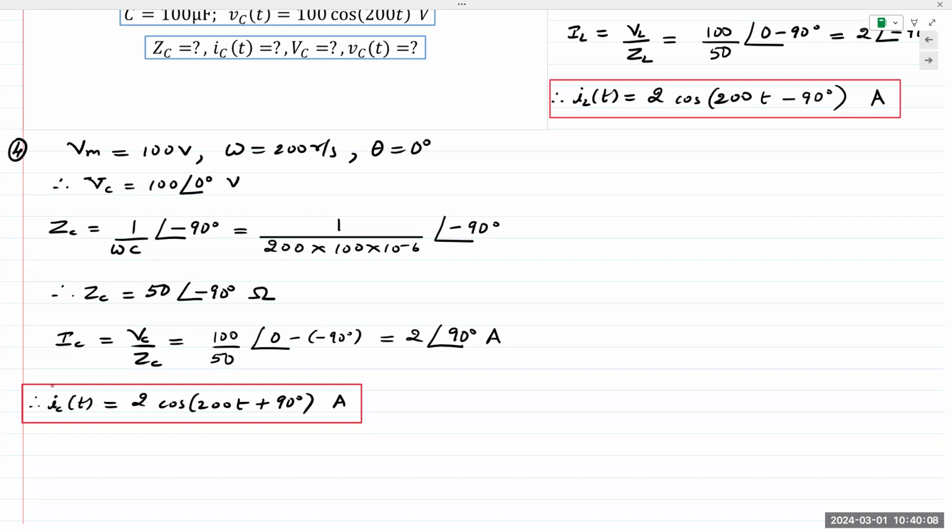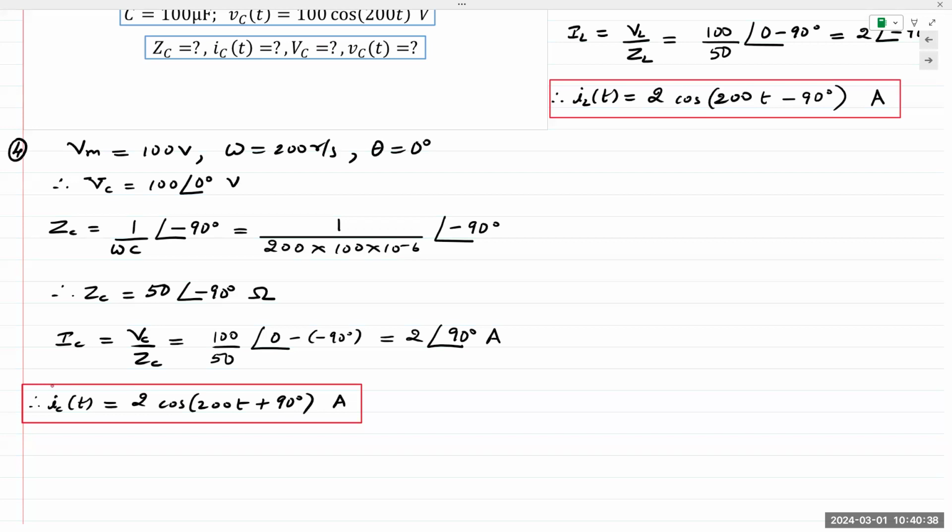If you are given the current and asked to find the voltage, it still remains the same. You would still find the impedance first. You would apply Ohm's law. You would simply take the current phasor, I, and then multiply it with the impedance and obtain your voltage. Make sense for everyone? Any questions before I move on to example 5?